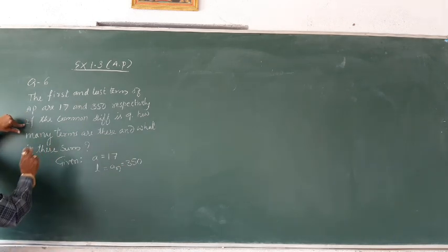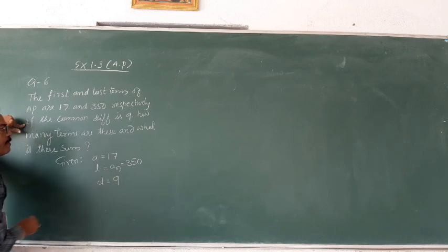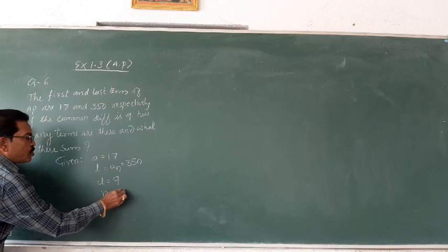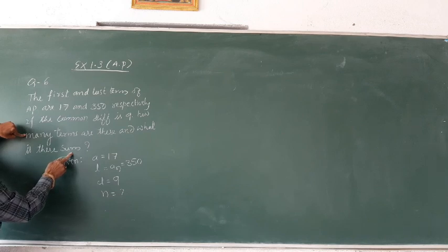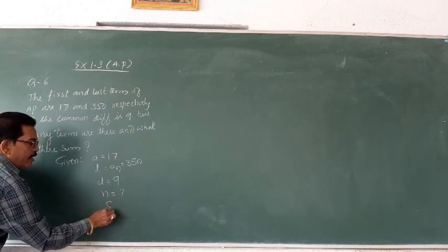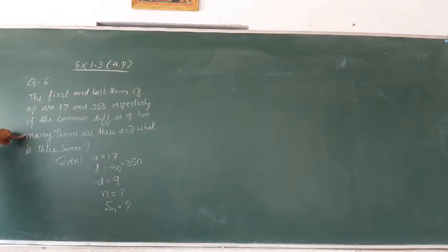If the common difference is 9, d they have given, d equals 9. How many terms are there? n equals question mark. And what is their sum? Sn equals question mark.